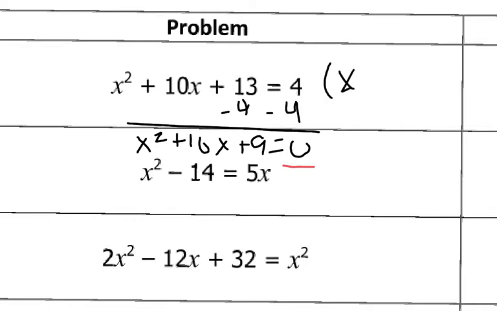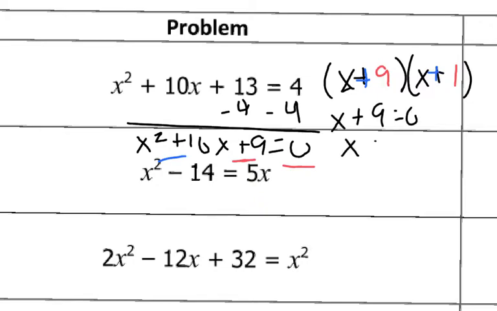All you do is do your parentheses with x, and then you just say, okay, well, what factors of 9? Since it's positive, you add the factors. What factors of 9 add to give you 10? It's 9 and 1. And they're both positive since 10 is positive. And then you just set each factor equal to 0 and solve for x. So you get a negative 9 and a negative 1.